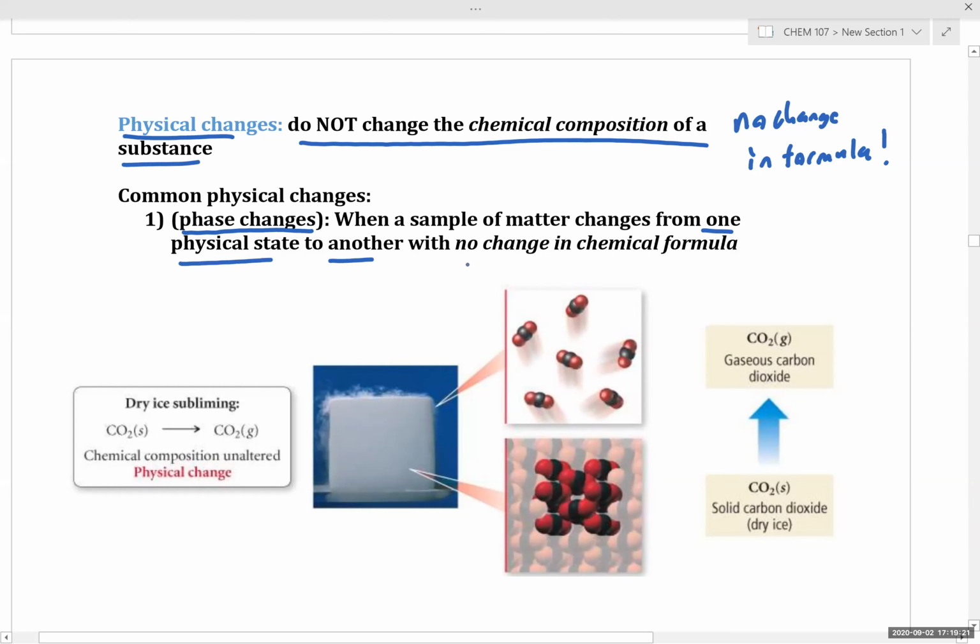So these are some keywords that you want to be familiar with for phase changes. Evaporates, melts, sublimes. These are all keywords that indicate the transition from one physical state to another. Now, phase changes are physical changes because if we think about a phase change process, for example, dry ice subliming, we're going from carbon dioxide solid to carbon dioxide gas. My question to all of you is, if we look at the formula before and after this physical change, does the formula change? No. So we have the same formula.